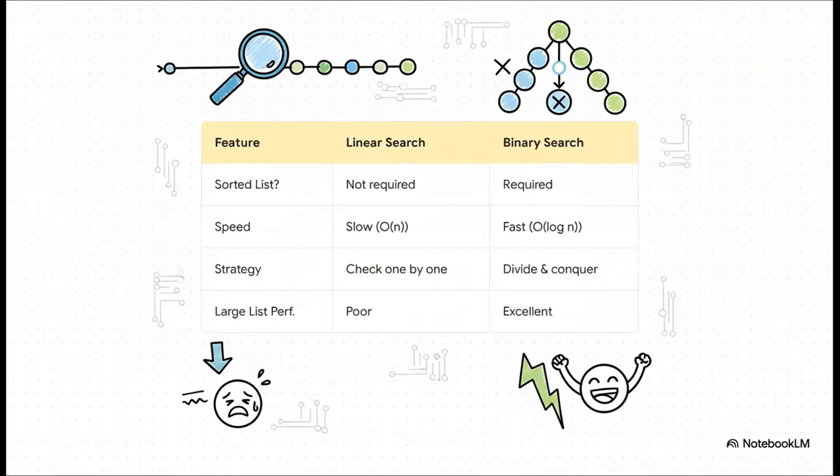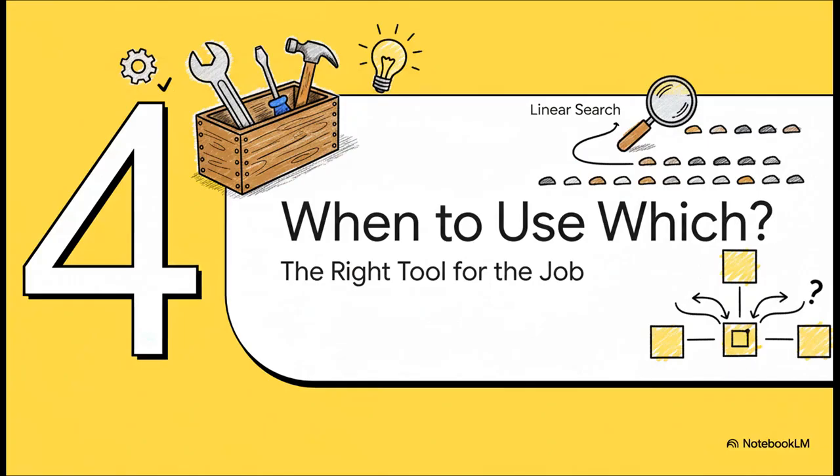This table just lays it all out, plain and simple. Look at the strategy line. Check one by one versus the much cooler divide and conquer. And then look at the performance on a big list. Poor for linear, excellent for binary. It makes the choice crystal clear, depending on what you need. So look, this isn't about one method being better than the other all the time. Not at all. It's about picking the right tool for the right job.